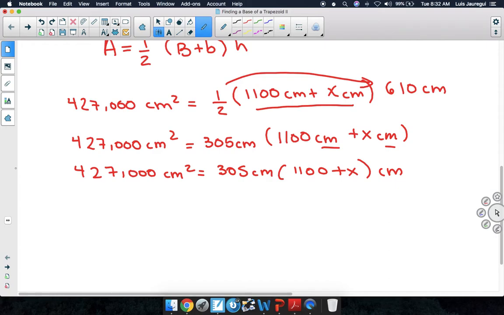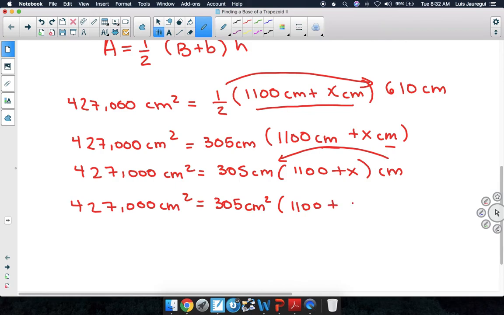And we can rewrite this right hand side one more time. So this is going to be 427,000 square centimeters. This is equal to, let me multiply the centimeters with the centimeters. So that's equal to 305 centimeters squared times 1100 plus x. Now remember, our goal is to get the x by itself. So let's go ahead and divide by 305 square centimeters on both sides of the equation.